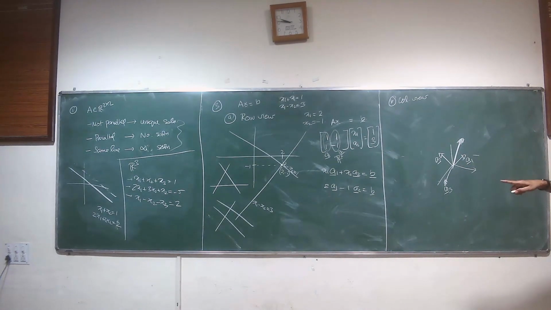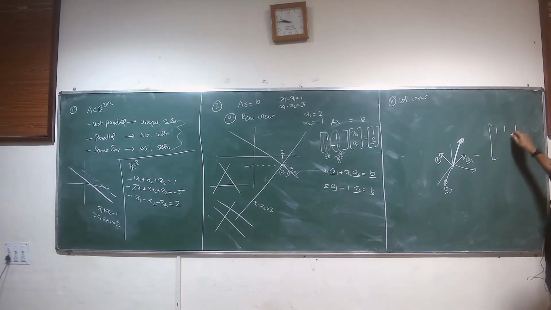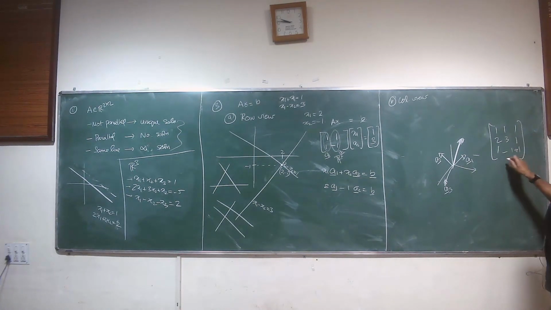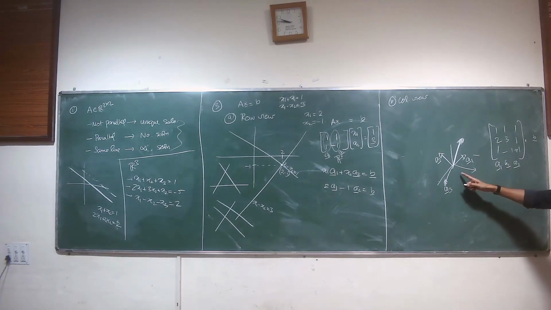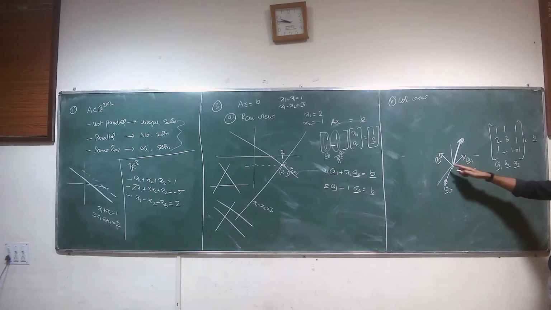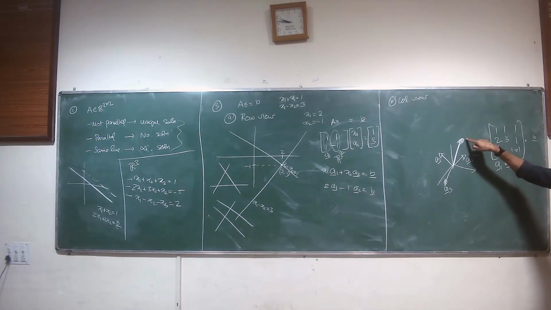In the column view, all we are asking is, so we have our matrix that is 1, 1, 1, 2, 3, 1, 1, minus 1, minus 1. This is the first column, second column, third column, and that gives you some B. All you're asking here is how much do I stretch these three vectors? And if I add them together, I need to get this vector B.